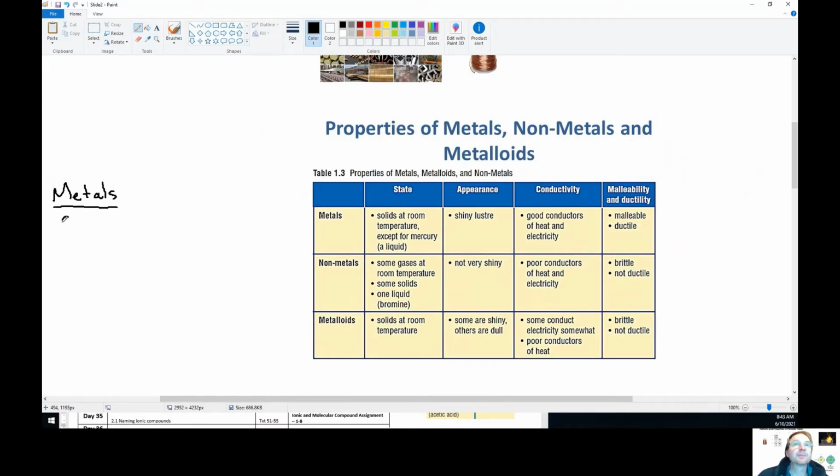Metals, they give away electrons. Your charge tells you how many. And if this is a review, write it down, right? Get it into your notes. They're shiny. They can bend. They're bendable. They're good conductors.